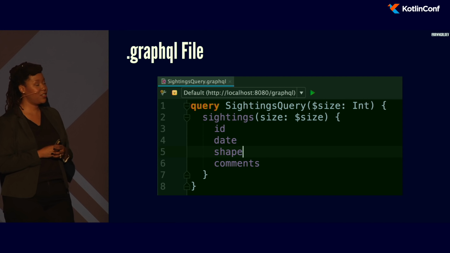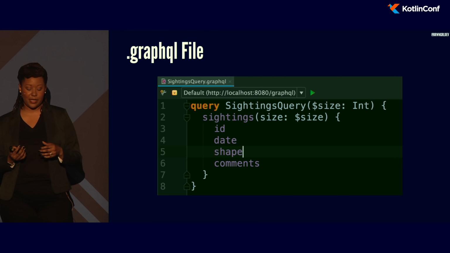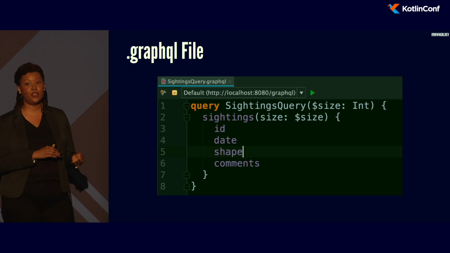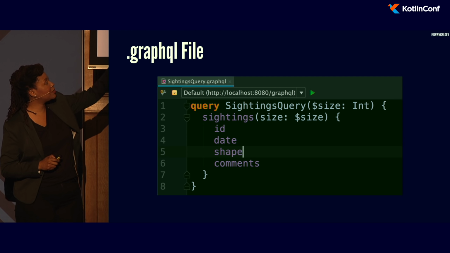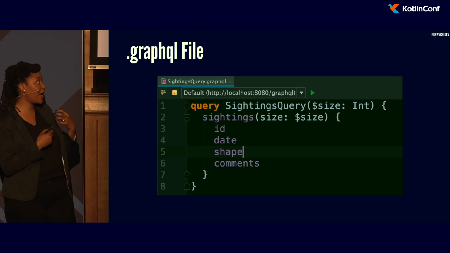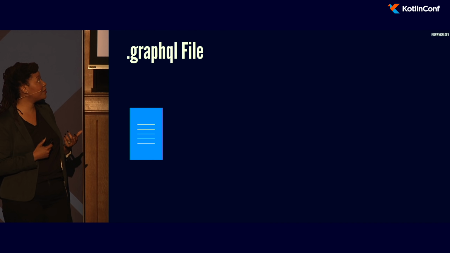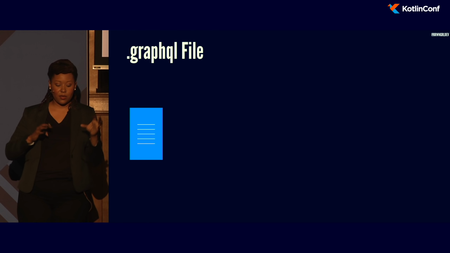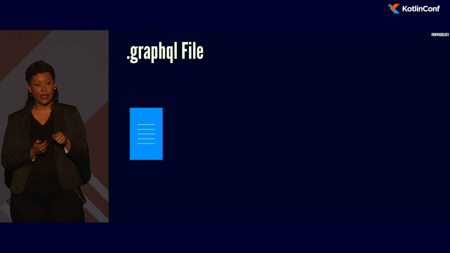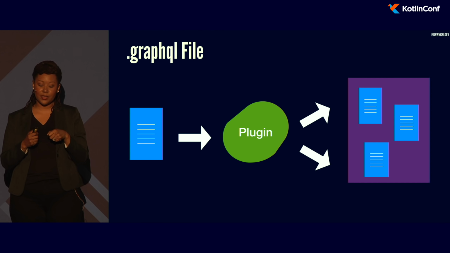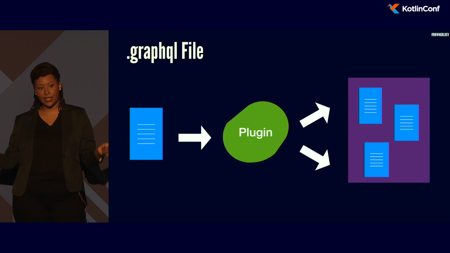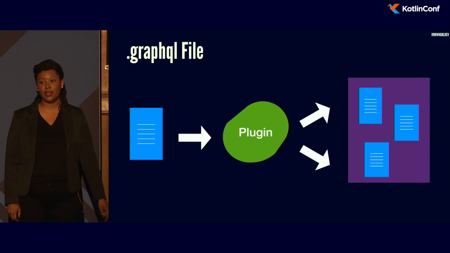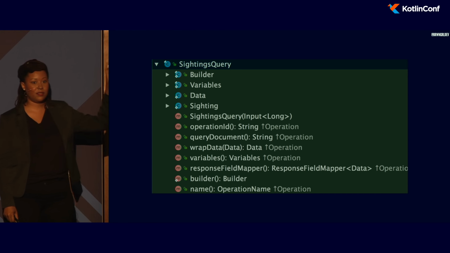Okay, and then you would create some .graphql files. So this is something just kind of made up by the Apollo team, but this is where you would put your queries. So here's an example. I have a query. I'm going to specify how many records I want back, and then these are the fields that I'm interested in. And so how does it work? Well, you create your GraphQL file, the plugin takes it, shakes it up a bit, and creates a bunch of Java files. Not Kotlin, sorry.